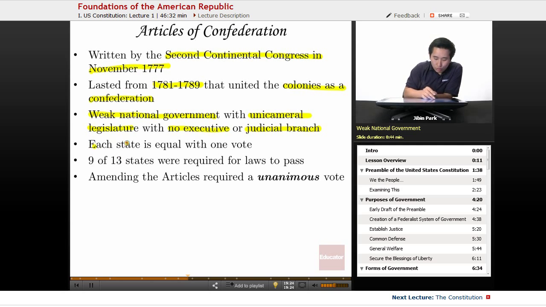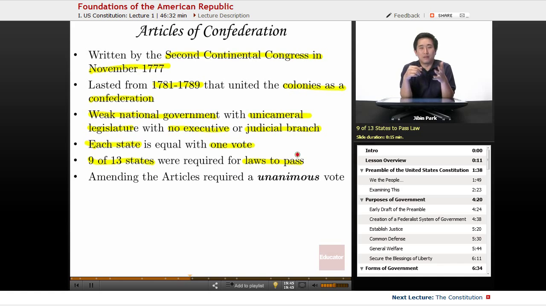Each state is equal to one vote. Okay, so you had 13 votes. Didn't matter the size. Each state was equal. So it was a collection of states and not necessarily of the people. And in order for laws to pass, 9 of 13 were required. So basically you had to have the supermajority agreeing on a set of laws.